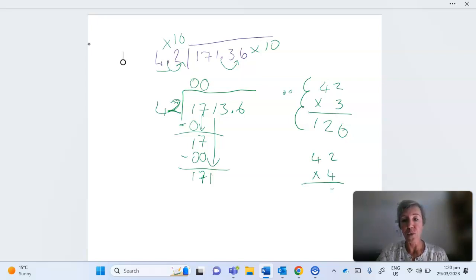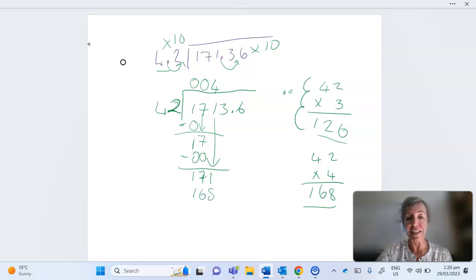2 times 4 is 8. 4 times 4 is 16. I can't add another 42 onto that, so I'm going to say 4 times 42 is 168. And now I'm going to subtract. I need to borrow 8, 9, 10, 11. So that's 3. This is now 6. And I'm going to bring down my 3.